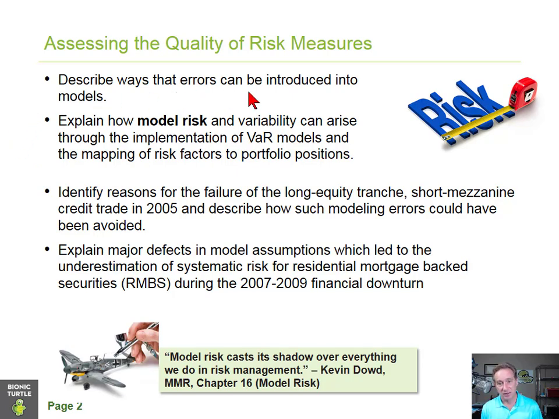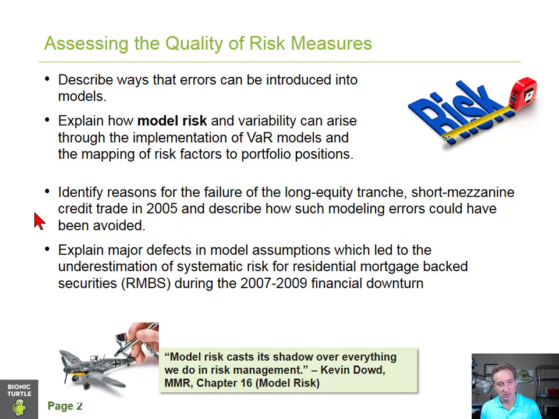Describe the ways that errors can be introduced into models. Explain how model risk and variability can arise through the implementation of VAR models and the mapping of risk factors to portfolio positions. And then two mini case studies of a sort. Identify reasons for the failure of the long equity tranche short mezzanine credit trade in 2005. And describe how such modeling errors could have been avoided.